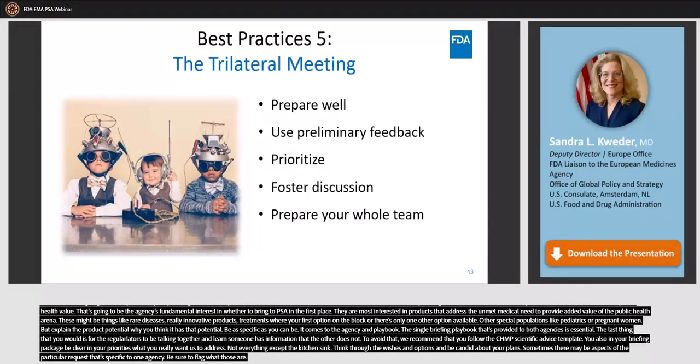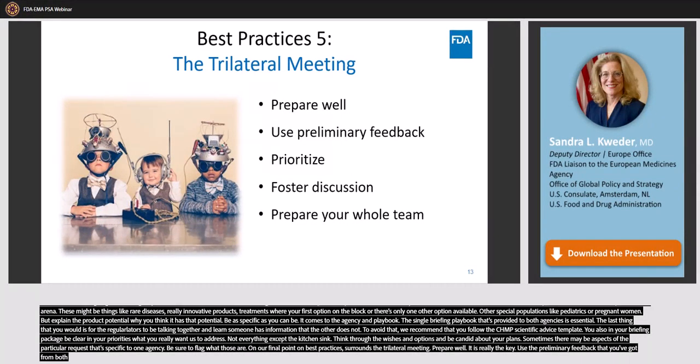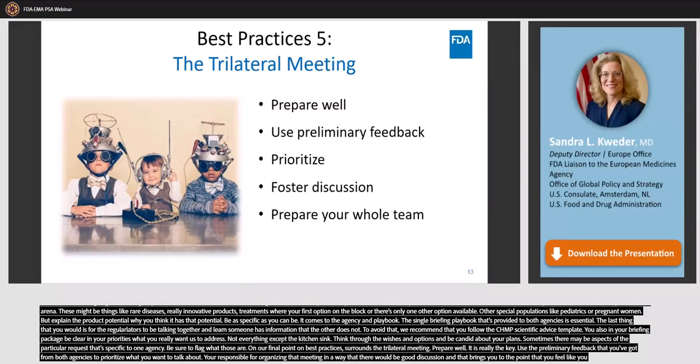And our final point on best practices surrounds the trilateral meeting. Prepare well. It's really the key. Use the preliminary feedback that you got from both agencies to prioritize what you want to talk about. You're responsible for organizing that meeting in a way that there will be good discussion and that brings you to the point you feel like you need to be to close out the procedure.